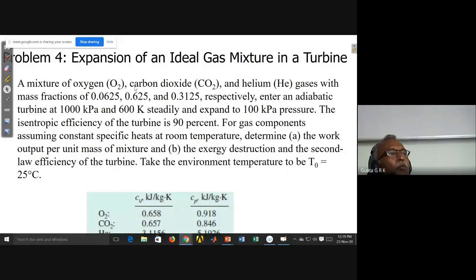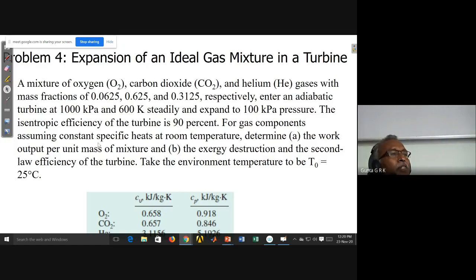And one more problem we will see: expansion of an ideal gas mixture in a turbine. So I have a mixture of oxygen, carbon dioxide and helium, three gases, and mass fractions are given respectively. They enter an adiabatic turbine at 1000 kilopascals and 600 Kelvin and expand to 100 kilopascals. Inlet conditions are given and exit pressure is given. The isentropic efficiency of the turbine is 90%.